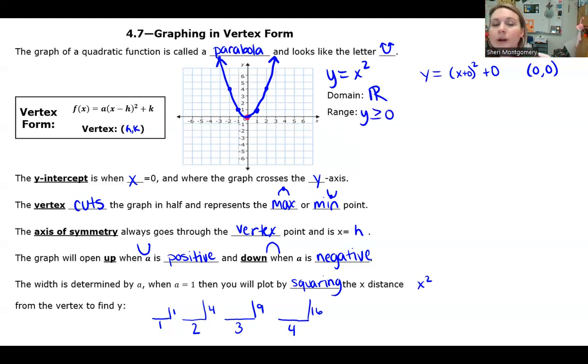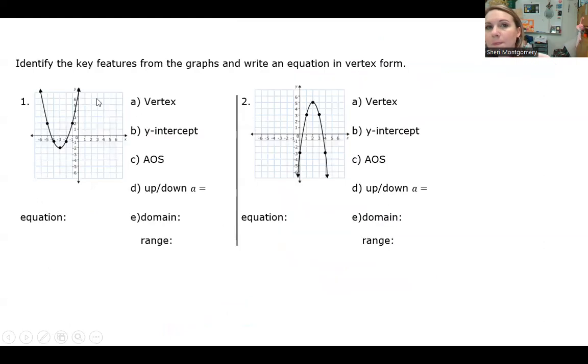We're going to get a lot more practice with this. So let's start doing some examples. Our first example, ultimately we want to write an equation. So let's figure out these things. What is the vertex?